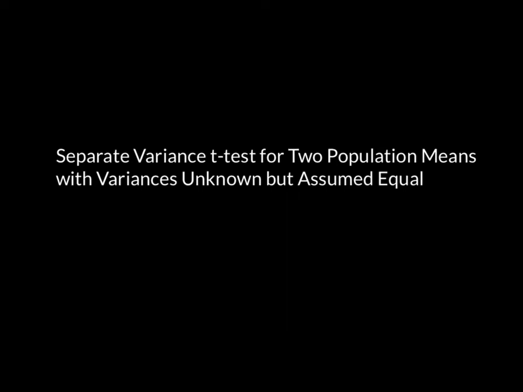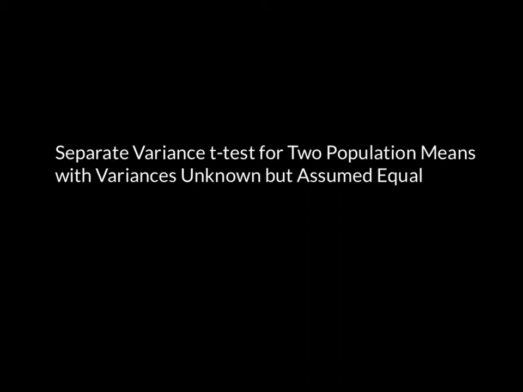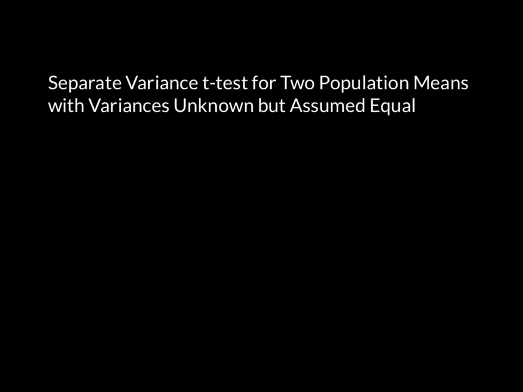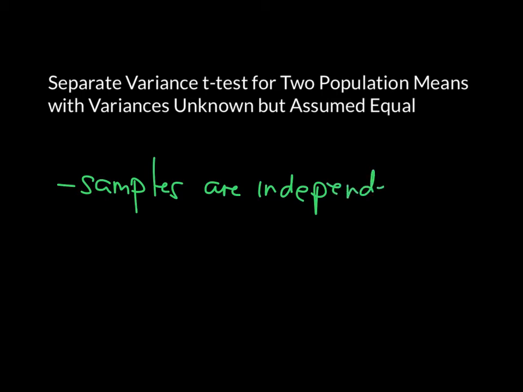Hi, in this video I'm going to teach you how to perform hypothesis testing using the separate variance t-test for two population means when variances are unknown but assumed to be equal. In addition to this condition, we need to consider that the samples must be independent. So samples are independent and the sample sizes are small.